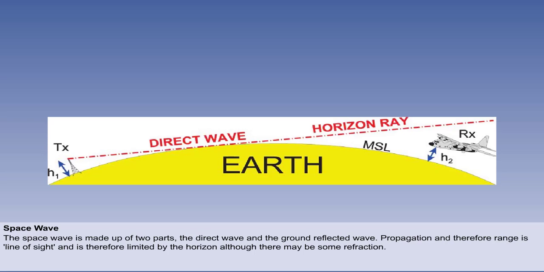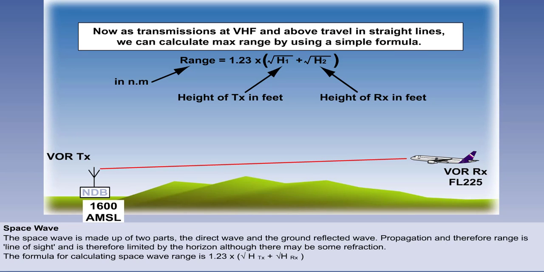There is some atmospheric refraction, which causes the radio waves to bend towards the Earth, and this does increase the range slightly beyond the geometric horizon. But as radio frequency increases, refraction reduces. The range of a space wave can be calculated by this formula.